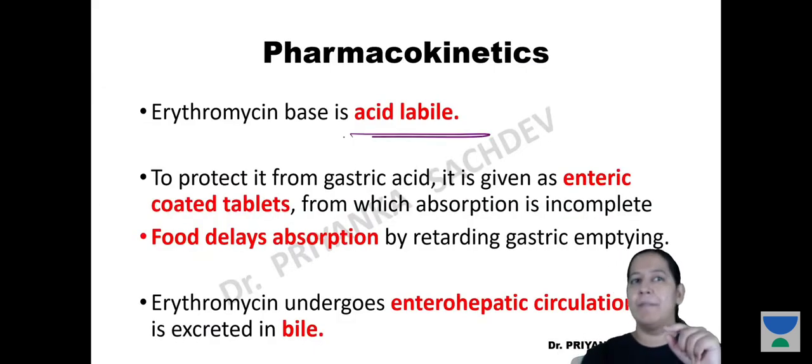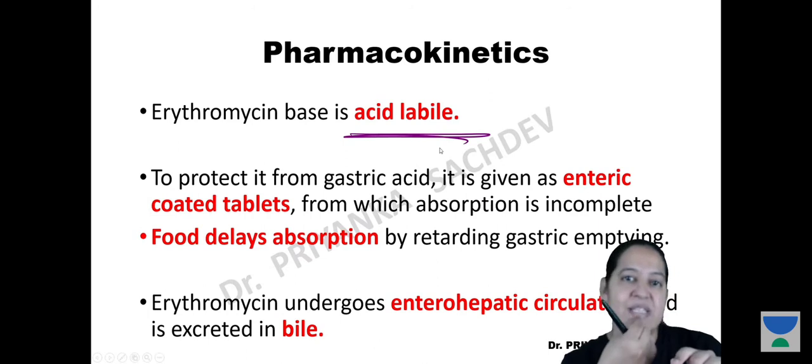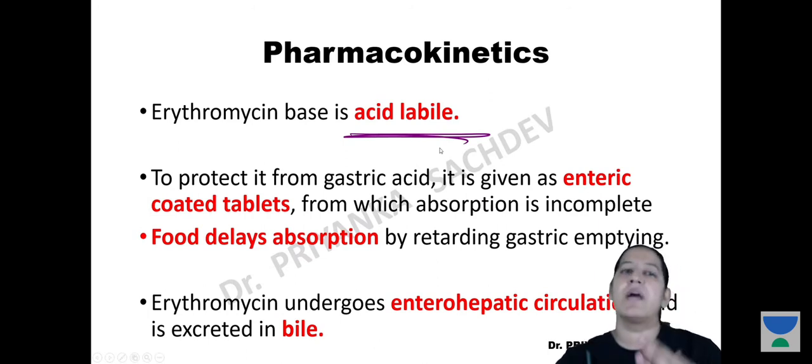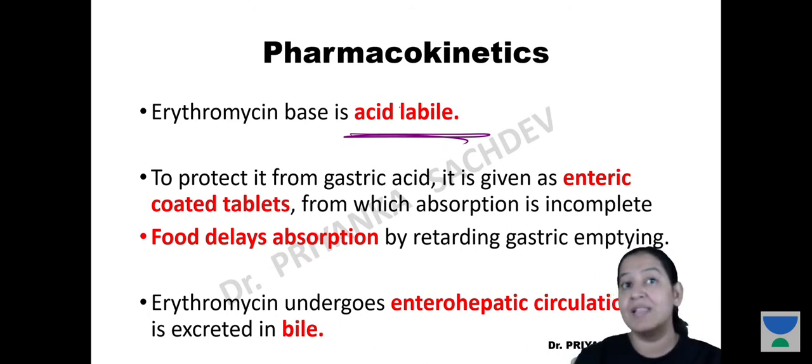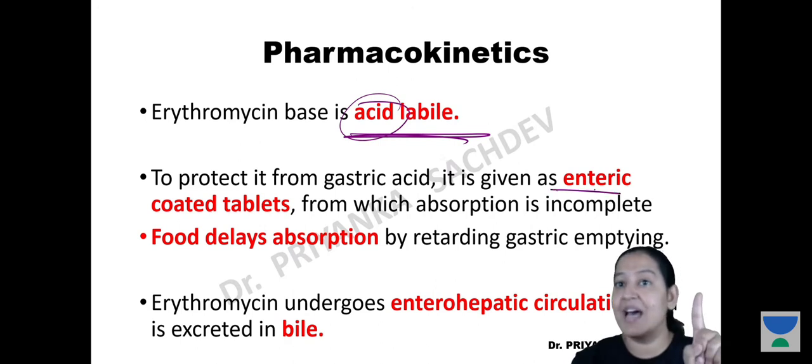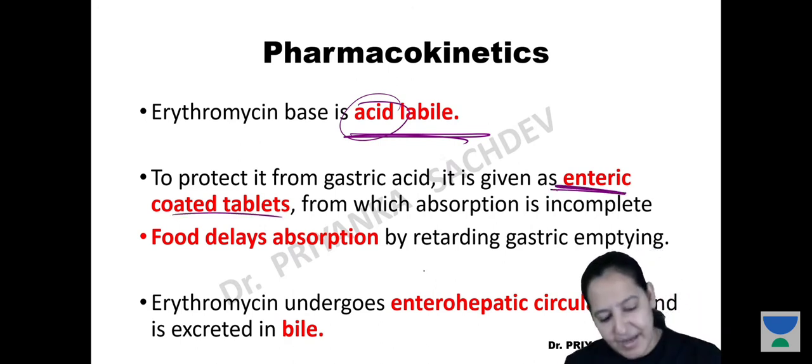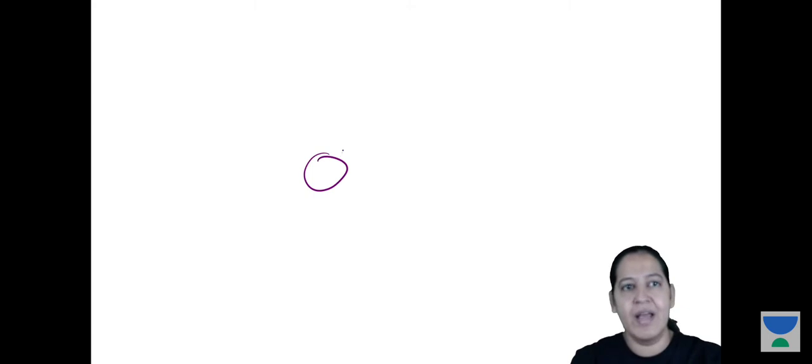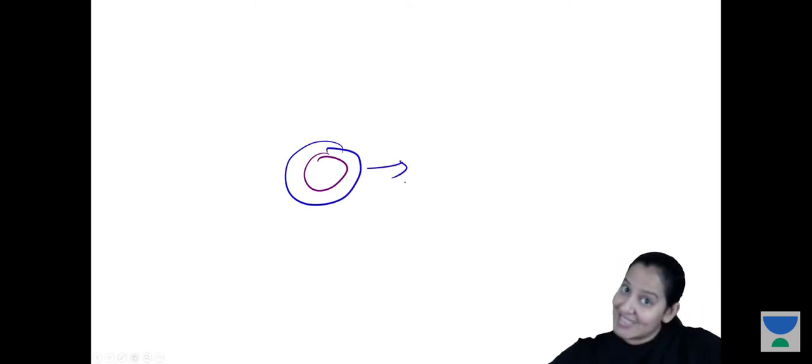It is acid labile. If I take a tablet of erythromycin or azithromycin, it will go in my stomach and it will be destroyed, because stomach contains acid. That's why these tablets are enteric coated. The tablet is coated with a protective covering that will not dissolve in acid. So the tablet will go in the intestine, then it will be dissolved.